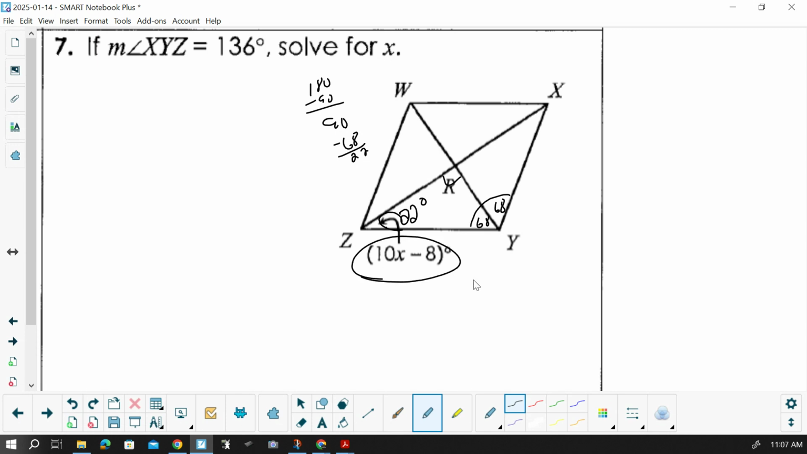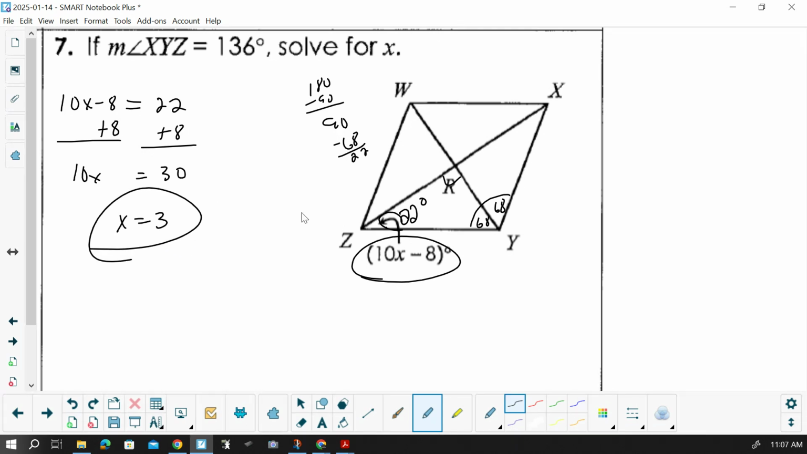Well, that means this is 22 degrees. So this, 10x minus 8, is 22. And then we could solve it that way. Plus 8, we get 10x equals, let's see, 22 plus 8 is 30. Divide by 10, we get x equals 3. You would have gotten this the other way as well. It would have worked totally fine. And all this needs is x, so we'll stop right there.